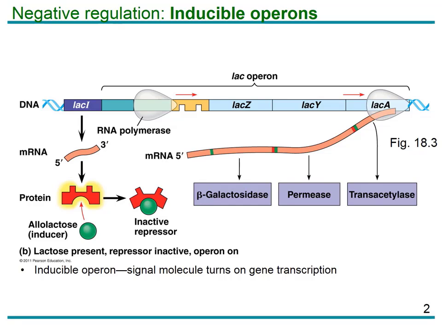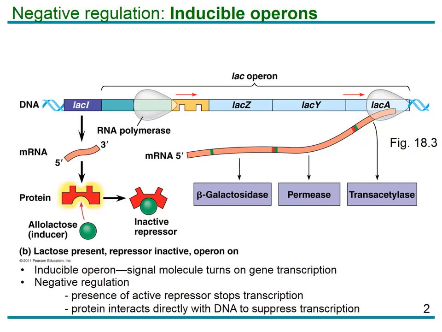The signal molecule turns on gene transcription. So the transcription of the lac operon is induced by the signal molecule. The signal molecule in this case is allolactose, a form of the sugar lactose. These inducible operons are usually in metabolic pathways. You only want to make enzymes when the nutrients are present. If you don't need the enzyme, don't make the enzyme. If you don't need, in this example, beta-galactosidase, don't make the beta-galactosidase. So you're only going to turn on that gene when the inducer, in this case lactose, is present.